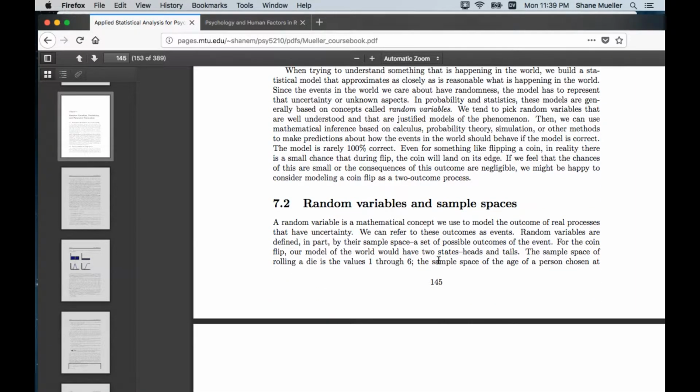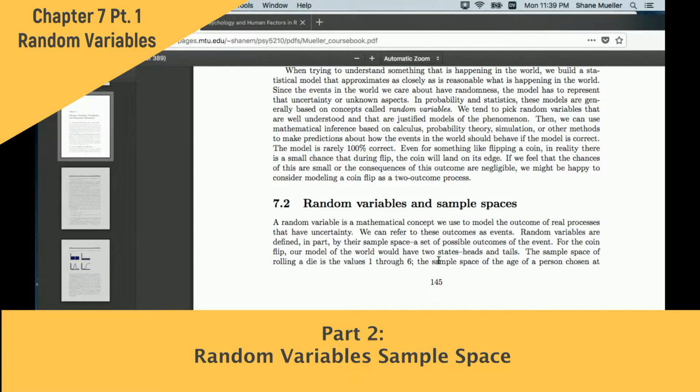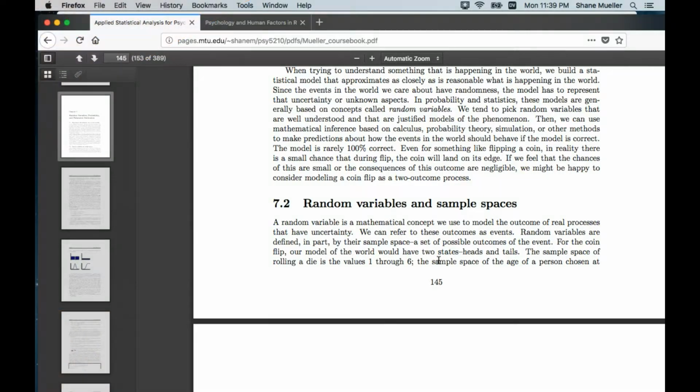Well, first it needs to be defined based on a sample space. The sample space of a random variable is just all the possible outcomes. The standard examples: if you have a coin, it's going to be heads or tails. If you have a die roll, it's going to be 1 through 6. And there are two types of sample spaces. One is discrete, and that would be like heads or tails, or 1 through 6 on a die.